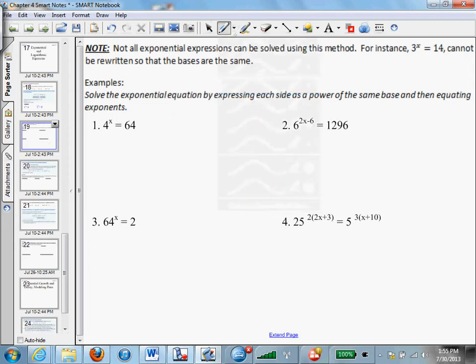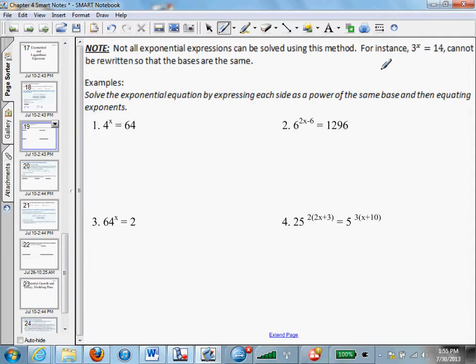So for these kinds of examples, not all exponential expressions can be solved using the methods where you have to break down bases. As you can see, 3 to the x power equals 14. 14 can't be broken down to a base of 3. So we have to use other ways.